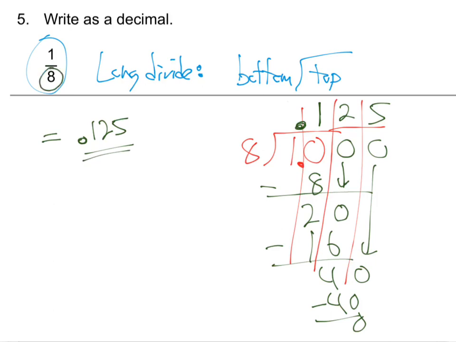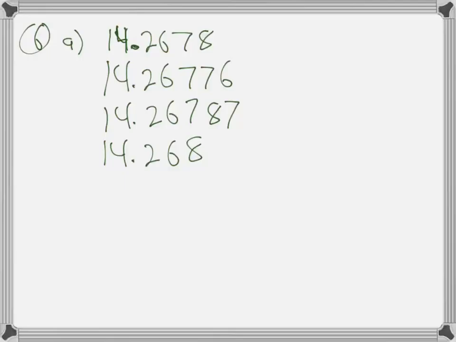No surprise it ends, right? Because what's that denominator made out of? 2 times 2 times 2. So no surprise. It's a decimal that terminates. That ends. Is that good? Remember to do that? Long division, bottom and the top. All those little rules. Okay, so there we go.